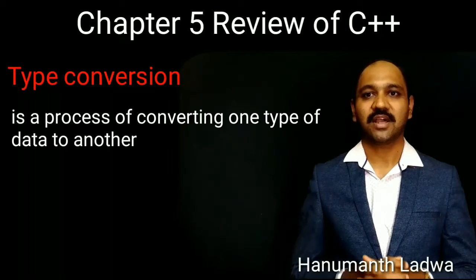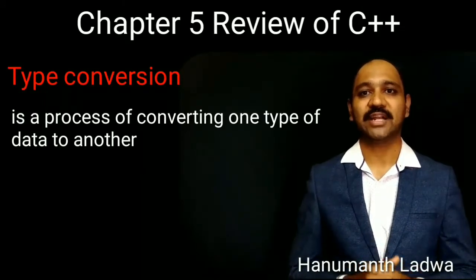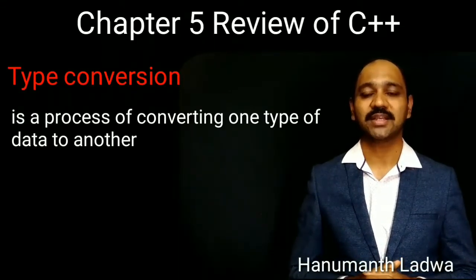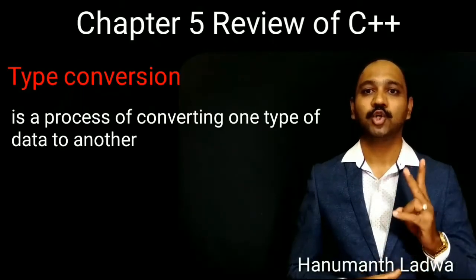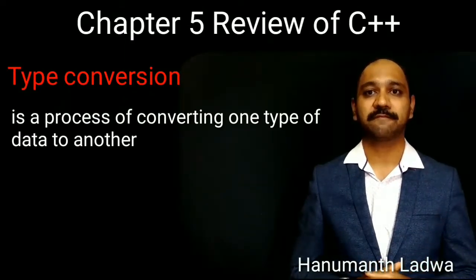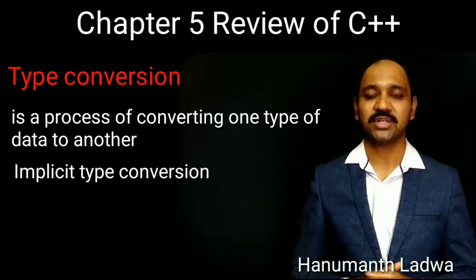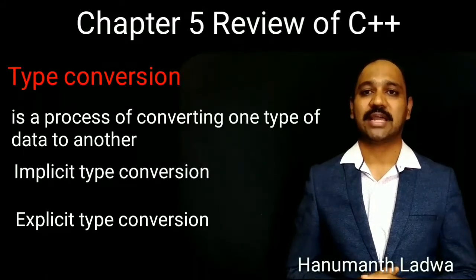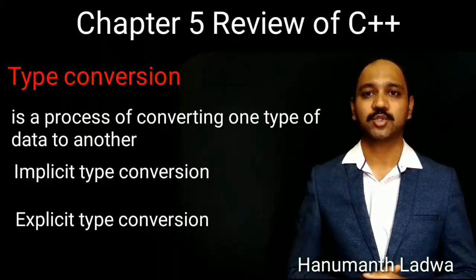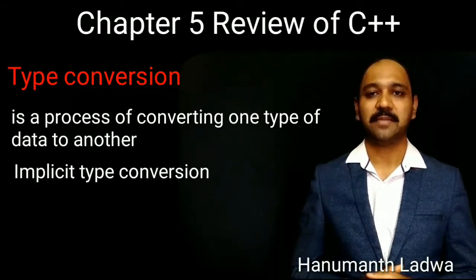Type conversion is the process of converting one type of data into another type of data. There are two different types of type conversions. The first one is implicit type conversion and the second one is explicit type conversion. So let us continue with the first one, that is implicit type conversion.